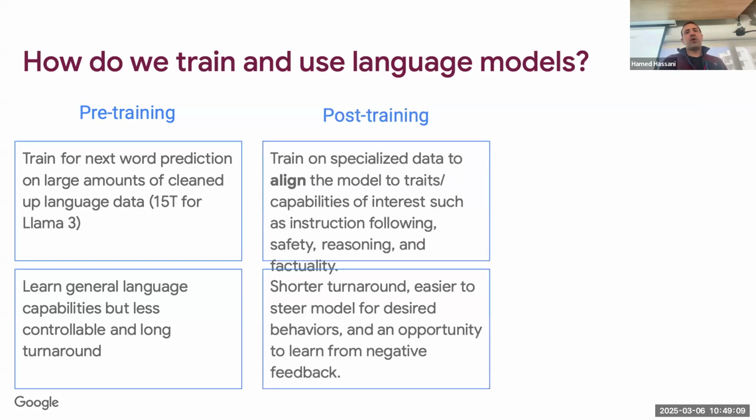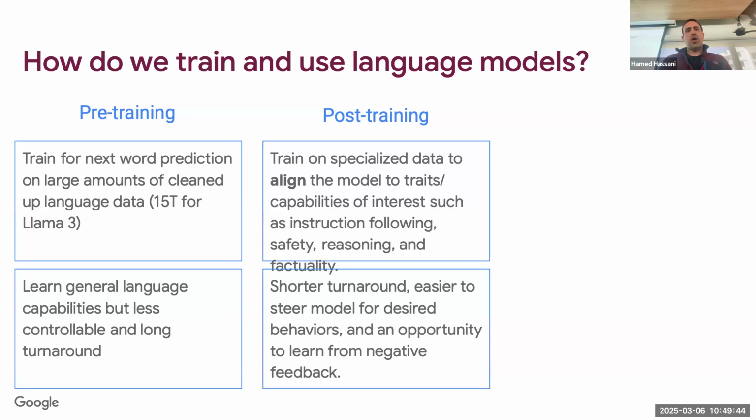So we do post-training. In the post-training stage, we train on some specialized data that capture capabilities of interest, maybe instruction following, maybe some safety traits. Ahmad talked a lot about reasoning, so we want to instill reasoning capabilities in these models, factuality, and so on. This stage has a shorter turnaround, and it's very accessible, even to academia, to do this kind of research.